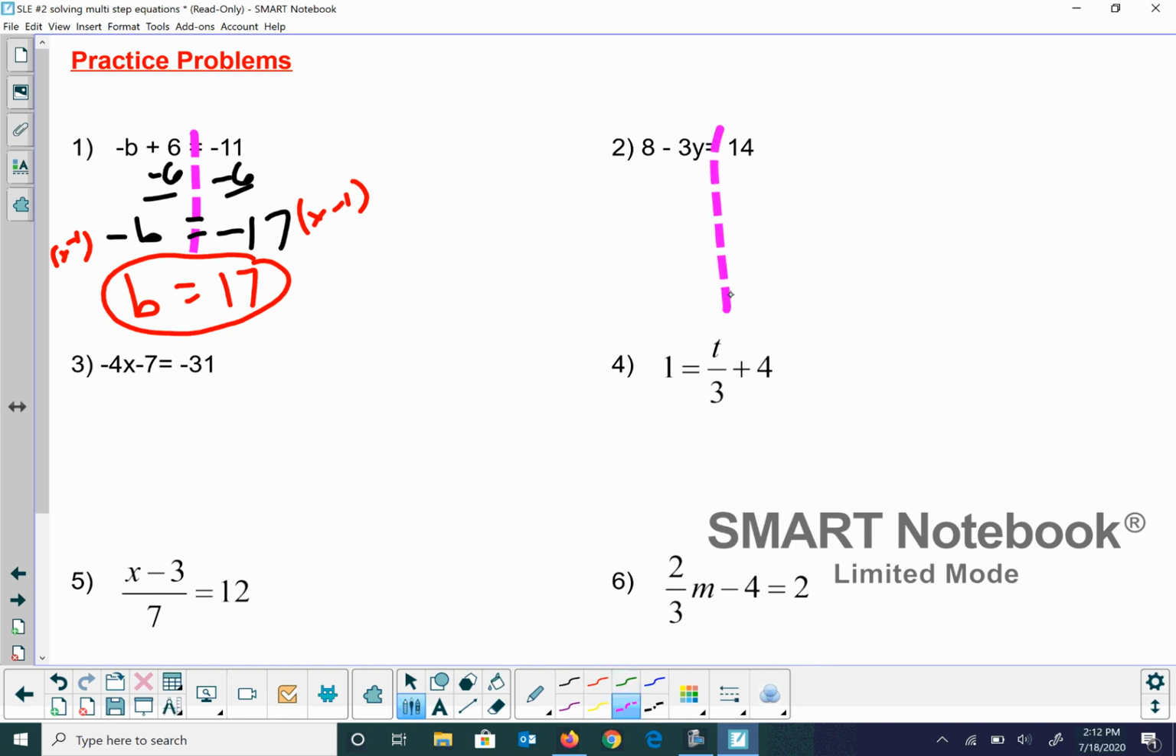Okay, let's draw our line. Remember, that's our equal sign. We want to get y by itself. So that's positive 8. I'm going to subtract 8 from both sides. Those cancel. So I get negative 3y is equal to 6. How are negative 3y, or negative 3 and y, being held together? Yeah, multiplication. So I'm going to divide each side by negative 3. So I get y equals negative 2.